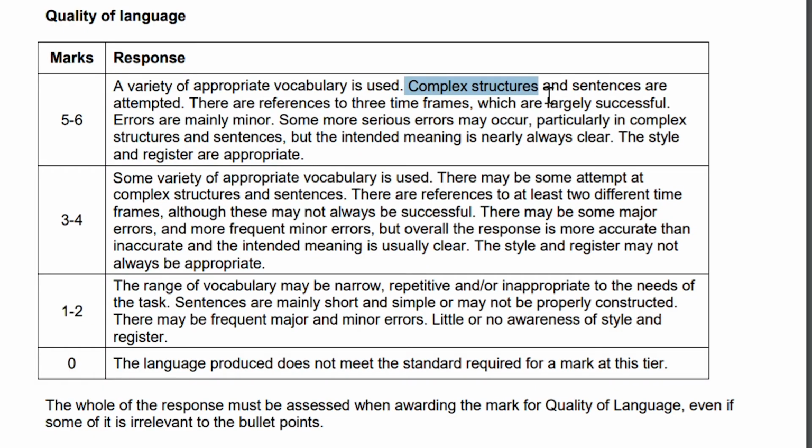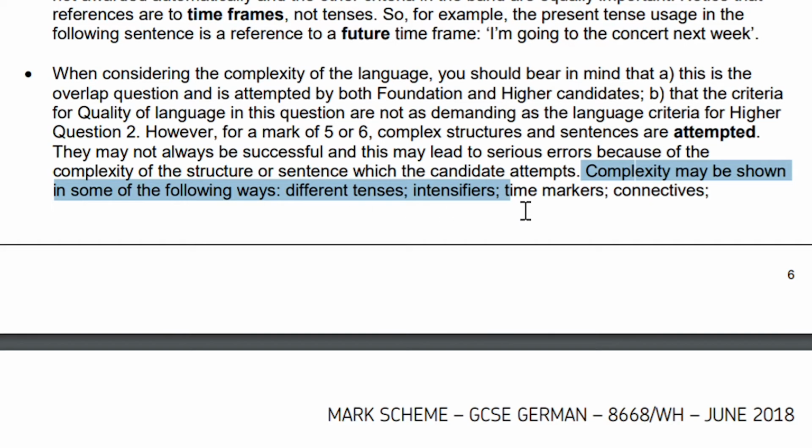Next is complex structures are attempted. So what are complex structures? First of all, your tenses are complex structures. So you must make sure that you get your tenses right. Tenses are good intensifiers. They list time phrases: often, sometimes, regularly, any words like that, 3 times a month. Those are time phrases that are considered as complex.